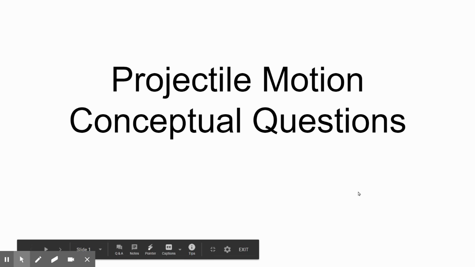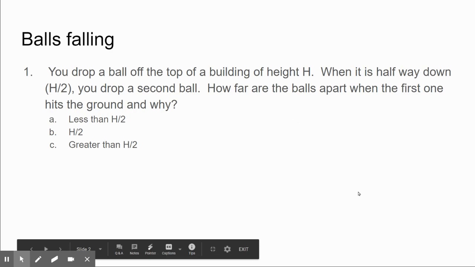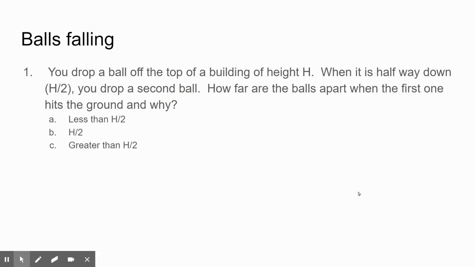So with that being said, we're going to do the first one. If you dropped a ball off the top of a building of height h, when it is halfway down, which is h over 2, you drop a second ball. How far are the balls apart when the first one hits the ground and why?